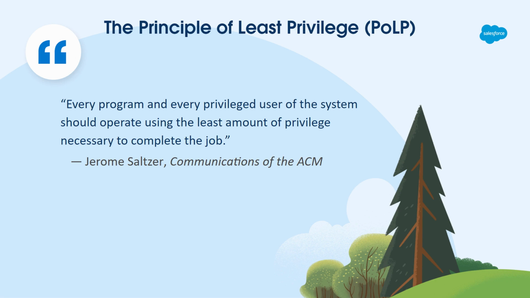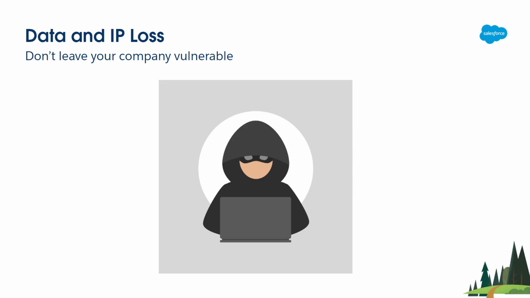There's the principle of least privilege, which is a commonly known phrase and way of applying permissions. And that originates with this quote: every program and every privileged user of the system should operate using the least amount of privilege necessary to complete the job. And this isn't about us admins being tight with the access. It relates to things like data loss and IP loss. So if we give our users and maybe our integrations too much access, well, we could leave ourselves vulnerable to loss of our data and loss of our intellectual property.